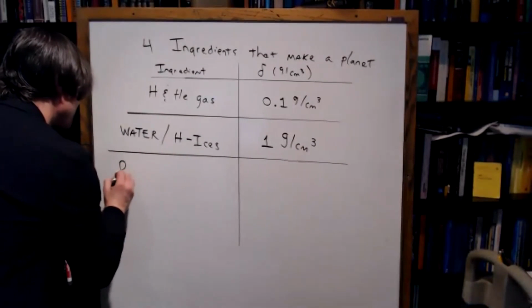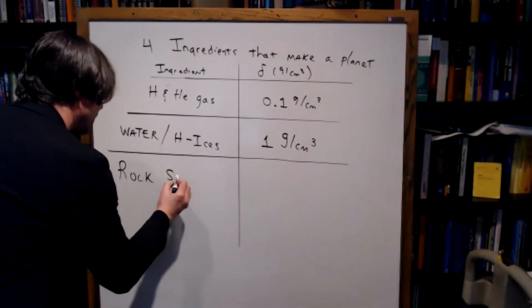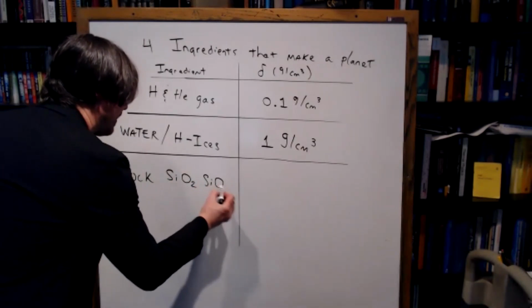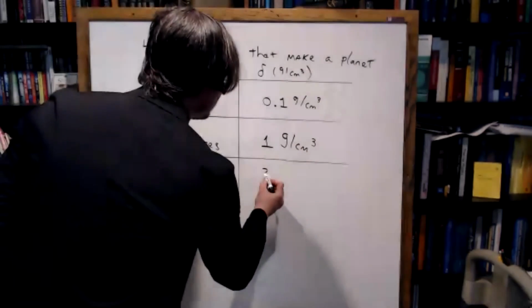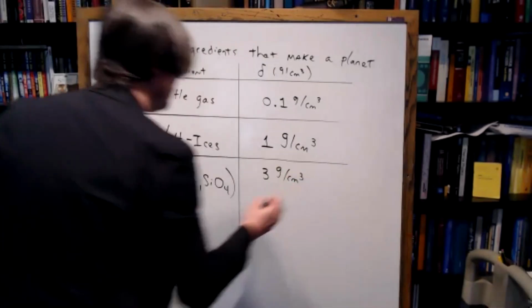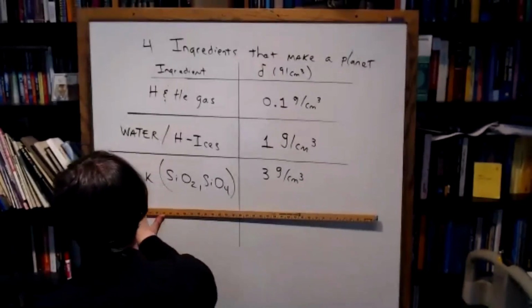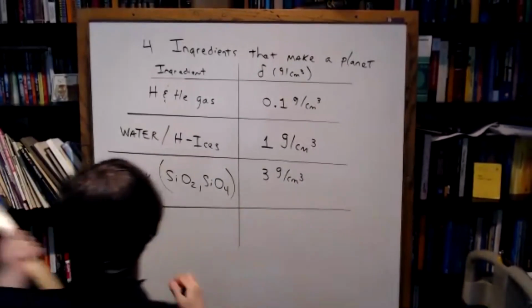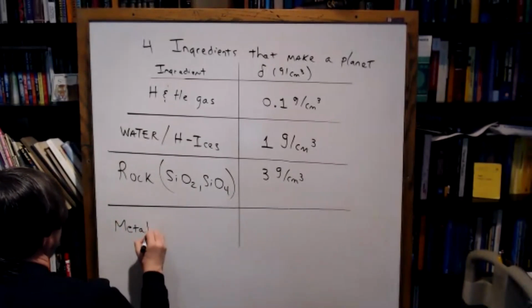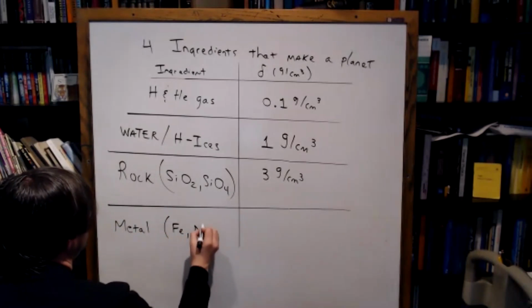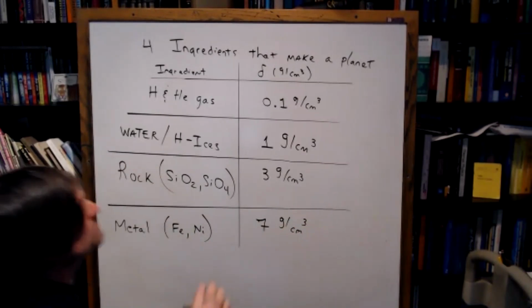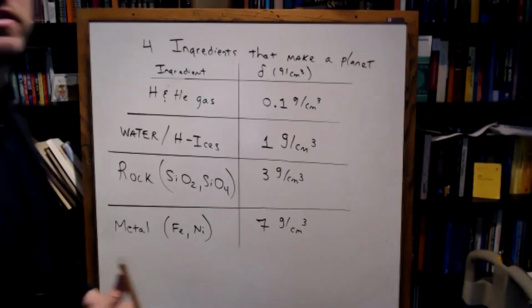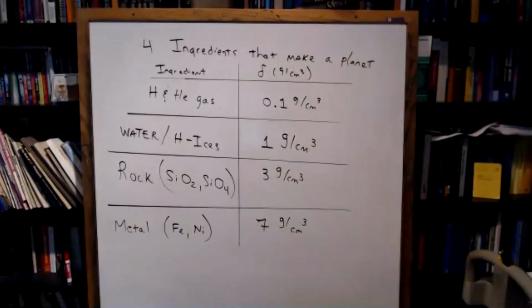For rocks, something like silicon dioxide or silicon tetraoxide, these are some common minerals that rocky things are made out of. Their densities are around 3 grams per cubic centimeter. And for metals, most planetary metal is some combination of iron or nickel. They're around 7 grams per cubic centimeter. These are just some good numbers to have accidentally memorized, so that when you compute the density of a planet, you get a vague sense of what the materials that it's formed from might be made out of.